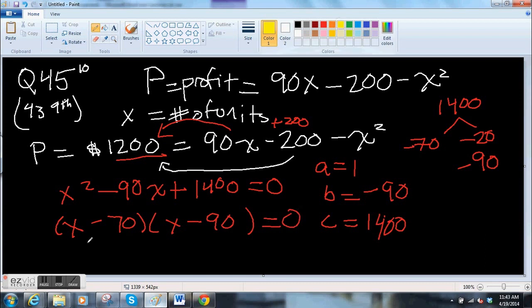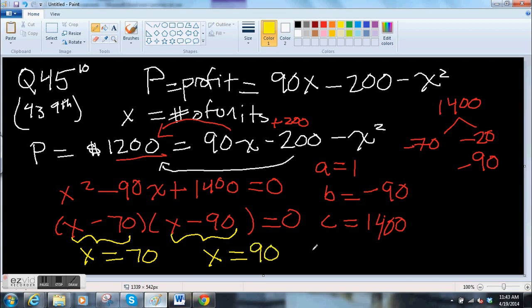So if you're looking for the places where this equals 0, you let this one equal 0, that gives you X equals 70 as a solution. You let that one equal 0, and that leaves X equals 90 as a solution. So these are the two places where it will make a profit of $1,200.